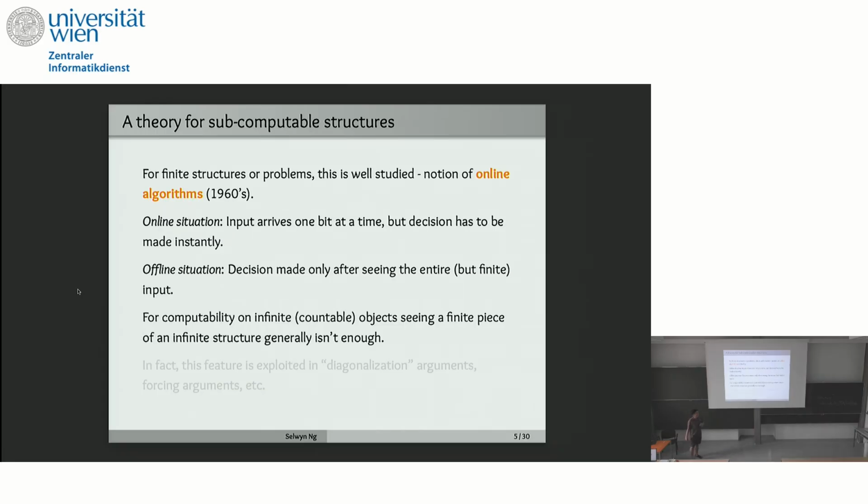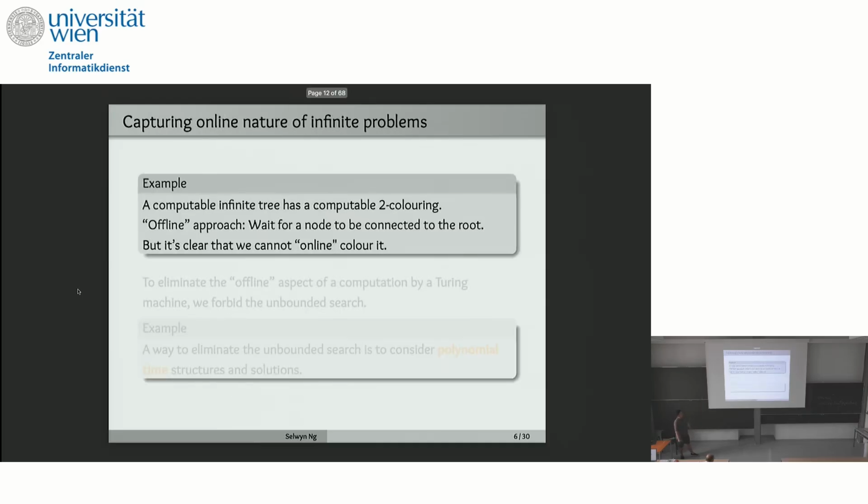Now, first of all, just a quick remark. If we are thinking about computability on an infinite object, generally seeing a finite piece of that is not enough. In fact, this feature, where a finite piece determines nothing of the rest, is often exploited in familiar arguments such as diagonalization, forcing arguments, and so on and so forth. So finite generally is not going to be enough, but here is just another toy example.